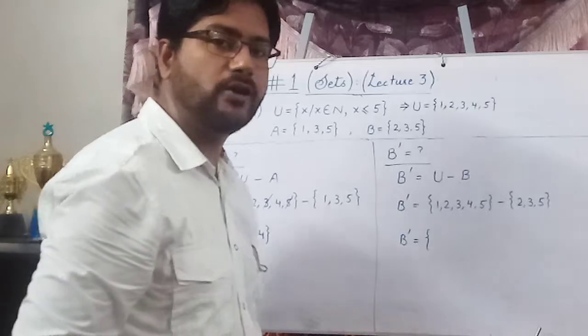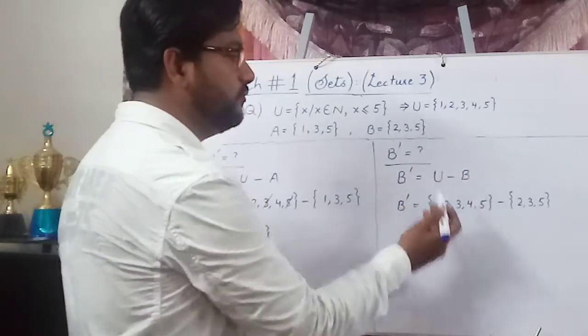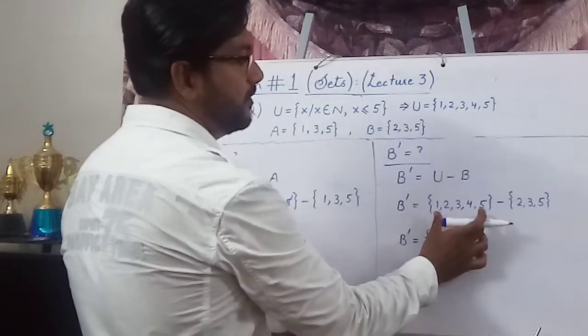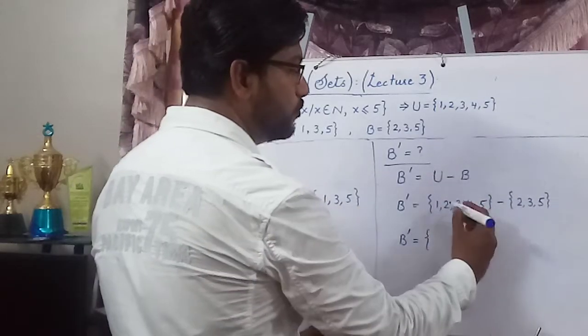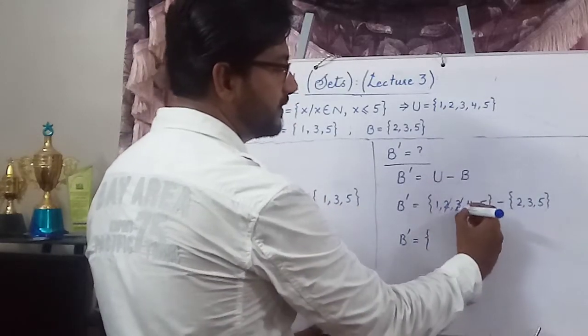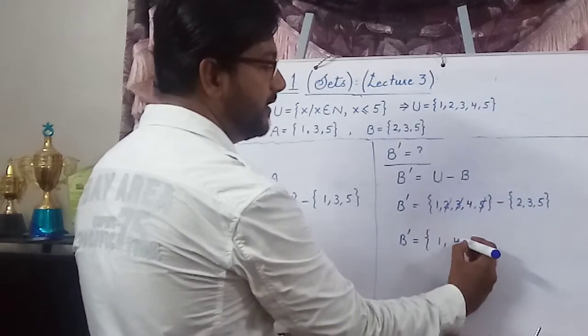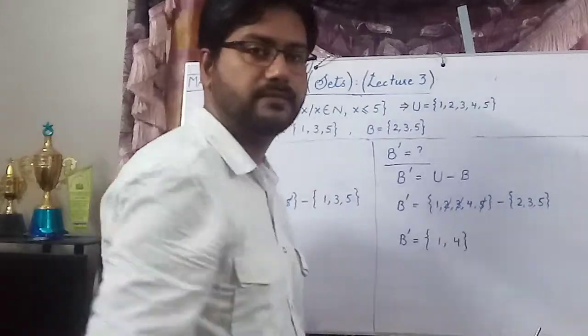Now for B complement we have to subtract B from the universal set. So B is {2, 3, 5} and the universal set is 1, 2, 3, 4, 5. When we subtract 2, 3 and 5 from it, 1 and 4 will be left. So 1 and 4 is our answer.